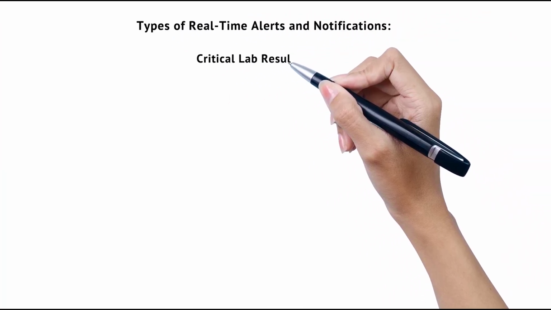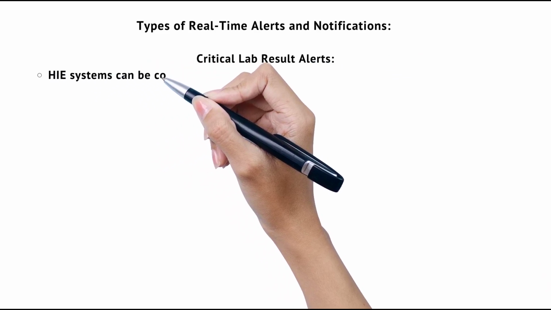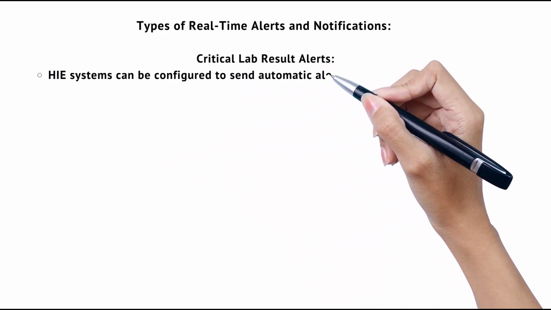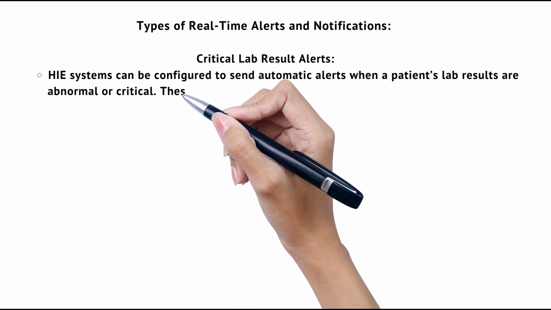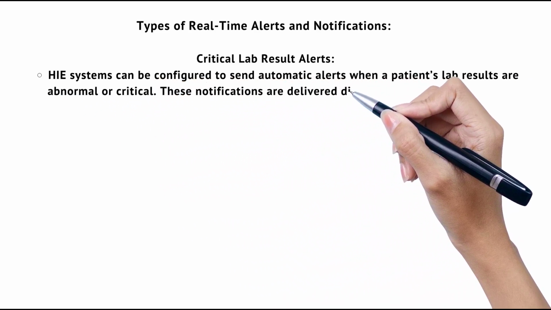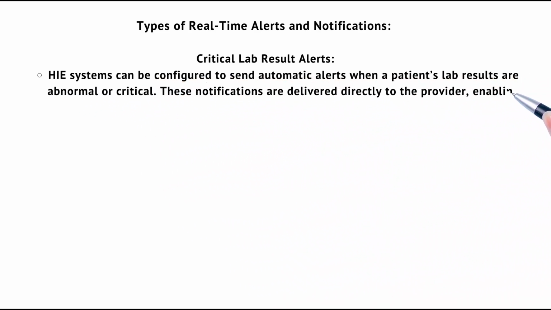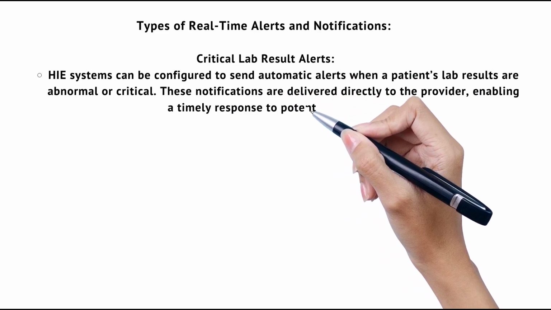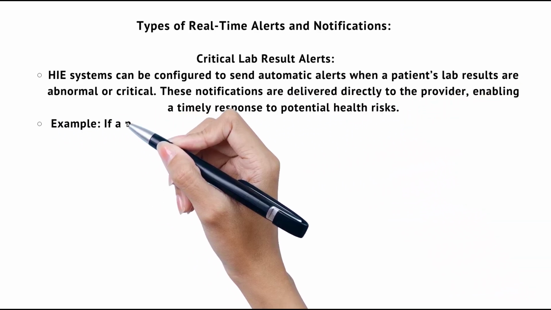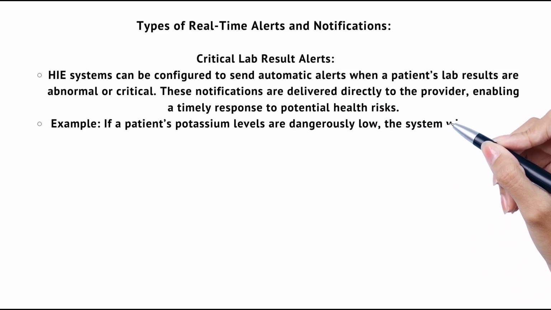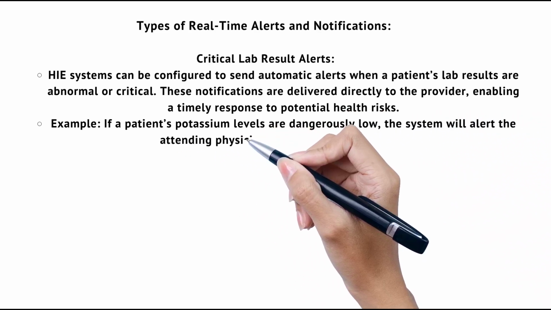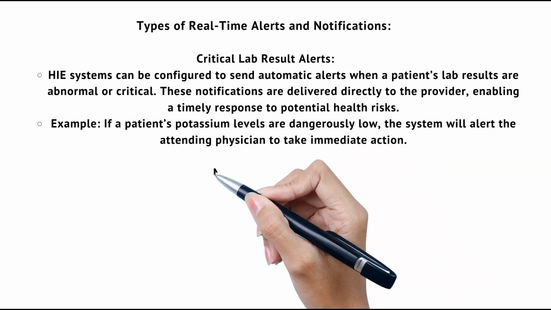Critical lab result alerts. HIE systems can be configured to send automatic alerts when a patient's lab results are abnormal or critical. These notifications are delivered directly to the provider, enabling a timely response to potential health risks. Example: if a patient's potassium levels are dangerously low, the system will alert the attending physician to take immediate action.